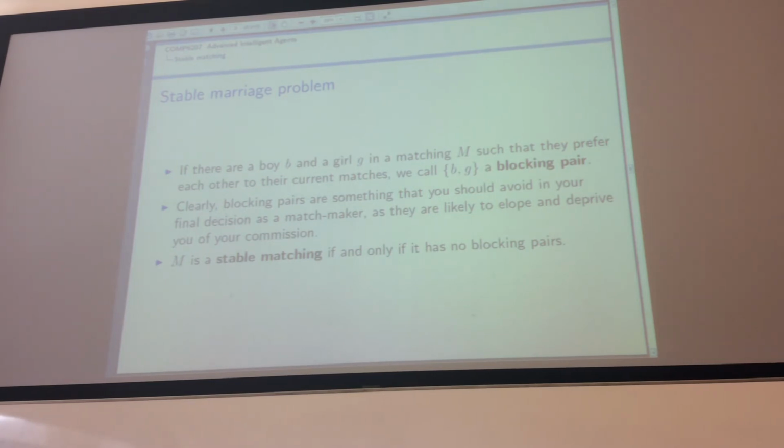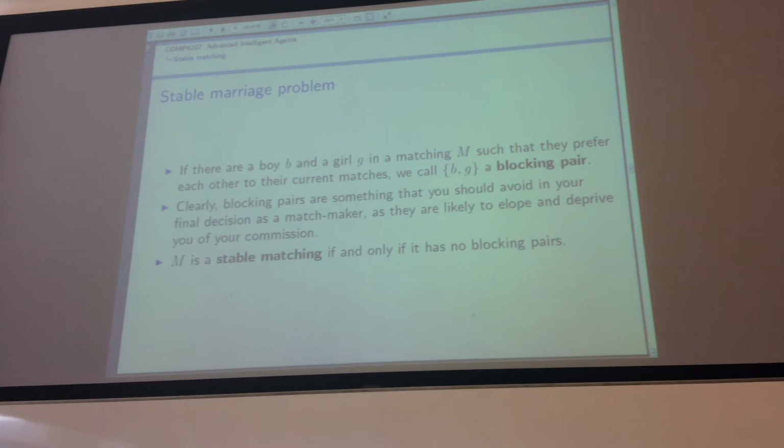What can this blocking pair do? They can leave their partners and get together, right? And you don't get recognition for making this match. So you probably would like to avoid those situations where you have two people matched to someone they like less than each other. And this is the notion of a stable matching. So a stable matching would be a matching that does not have any blocking pairs.